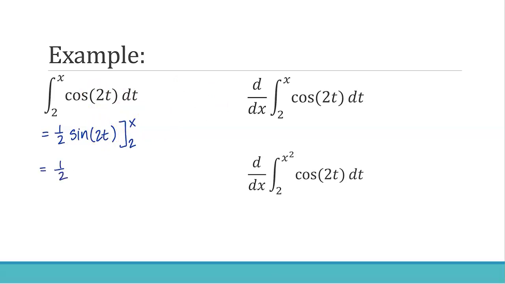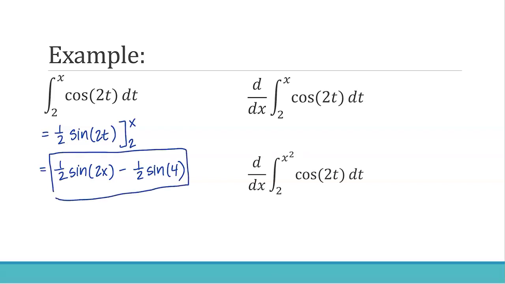So we get 1/2 sine of 2x minus 1/2 sine of 2 times 2, which is sine of 4. And so that's the answer here. It's not a number because we didn't have numbers as our limits of integration. One of them was a variable.